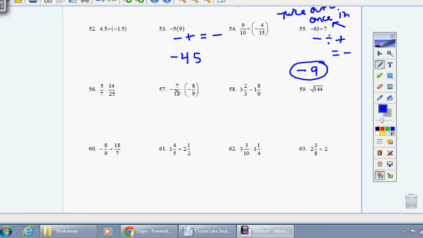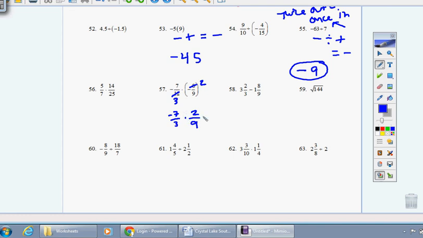Alright, let's go to number 57. Negative 7/12 times negative 8 over 9. Now remember, when you're multiplying fractions, you can cross-reduce. So can I simplify negative 7/12? No. Can I simplify negative 8/9? No. But I can look to simplify across. 8 and 12, well, that can reduce, since both are divisible by 4, that can reduce to 2 and 3. So really I have negative 7 over 3 times 2 over 9.